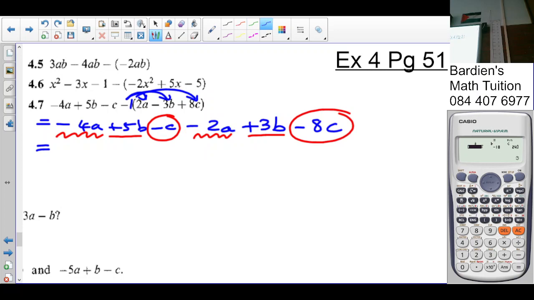So what's negative 4a minus 2a? Negative 6a. 5b plus 3b, positive 8b. Negative c minus 9c, negative 9c... sorry, negative c minus 8c is negative 9c. Okay.